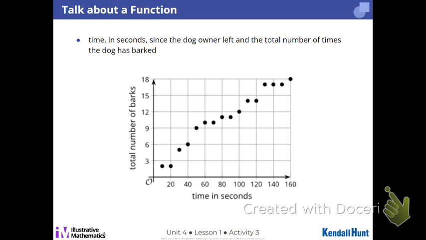So the first one I want to show you, this one is the one I said I would do. This is the barks over time. You did how far they walked. I did barks. Okay? So I would say something like barks are a function of time. The amount of time that passes changes the number of barks that had happened.